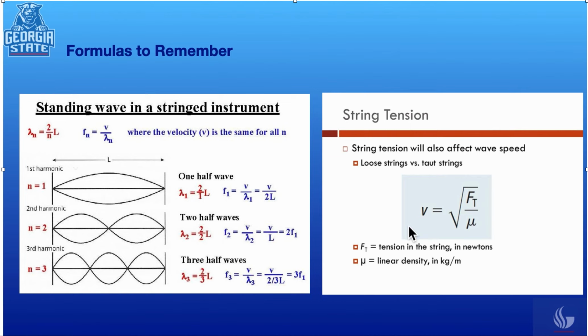Also, the speed of the wave depends on the tension in the string. We have the formula v equals the square root of Ft by mu, where mu is the linear density, or mass density, which is mass per unit length, and Ft is the tension. So we may say that the speed of the wave is directly proportional to the square root of the tension. This is the end of the part.